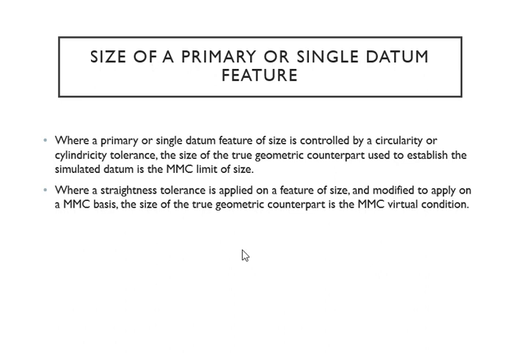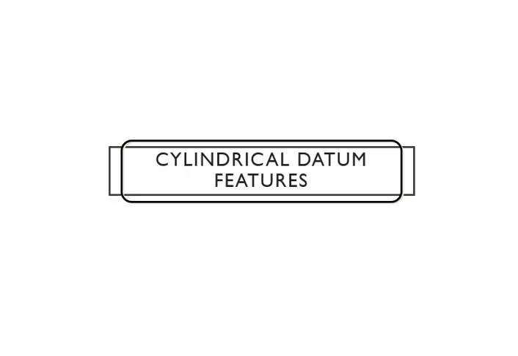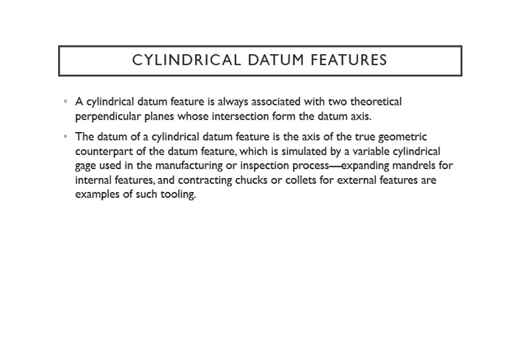And when you think about the straightness tolerance applied to the feature of size, we're going to bring in our maximum material condition for these cases. Let's take a look at the cylindrical datum features for that. A cylindrical datum feature is always associated with two theoretical perpendicular planes, and since you're dealing with a cylindrical datum feature, your datum axis is going to be the intersection of those two perpendicular planes.